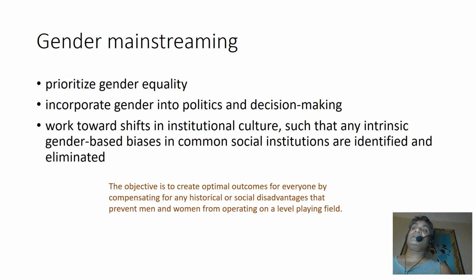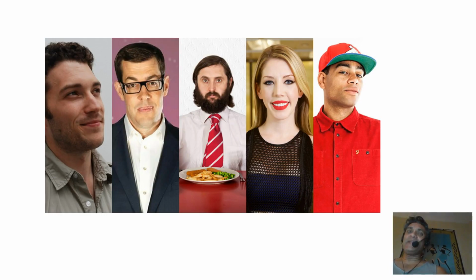So the objective is to create optimum outcomes for everybody. The assumption is that there have been historical factors that have disadvantaged one gender over another, and not always in the same direction. I mean, men are disadvantaged in some ways. Men are more likely to die at work, for example. That's not a good thing. We don't want to have women die at work. We want to have fewer men die at work. So these historical disadvantages, we attempt to compensate for them by creating a level playing field through this process called gender mainstreaming.